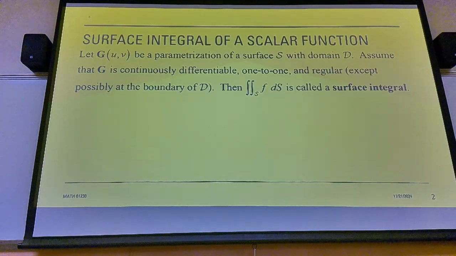So we have a parameterized surface S with parameterization G that is continuously differentiable, one-to-one, and regular, except possibly on the boundary of D. Then the surface integral is that form, the double integral along S of f dS. dS is the differential of surface area.